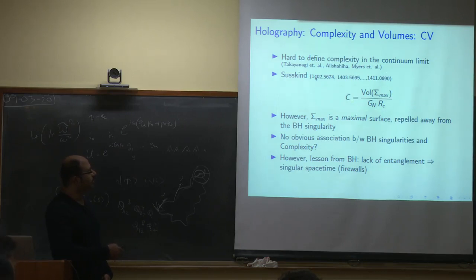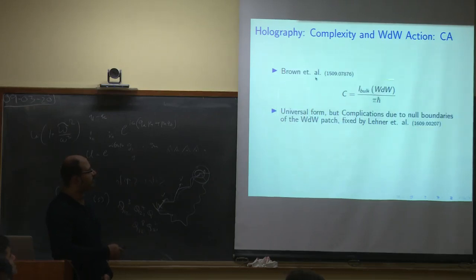There is an alternative definition of complexity, which is in terms of the action evaluated on the so-called Wheeler-DeWitt patch. And here you have some universal constants appearing. There is no characteristic length scale. So it's a much more universal-looking formula from the bulk perspective. It's just action divided by pi h bar.